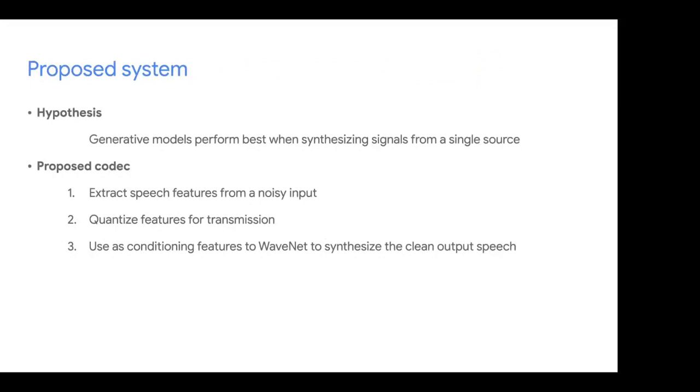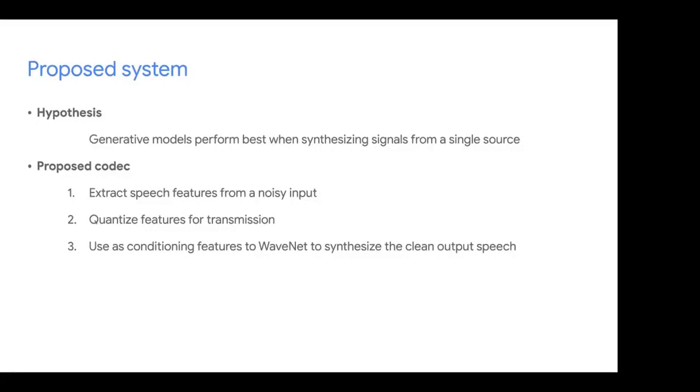Okay, so the thing is that we know that generative models perform best when synthesizing from one single source. The people at WaveNet have shown you can use WaveNet not only for speech, but also for piano and single instruments, but a single source like speech is where it's really good. These generative models perform best there. So we want to synthesize clean speech because we know it's good at it. But how can you do that in a noisy scenario?